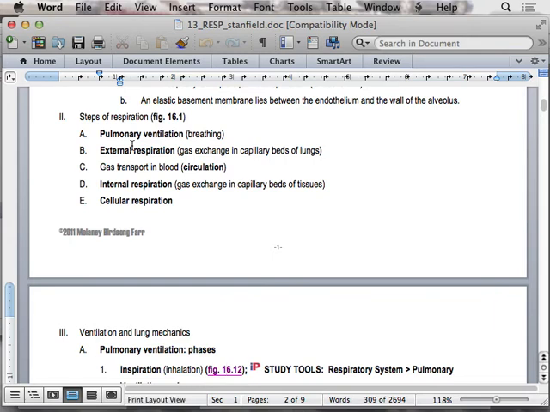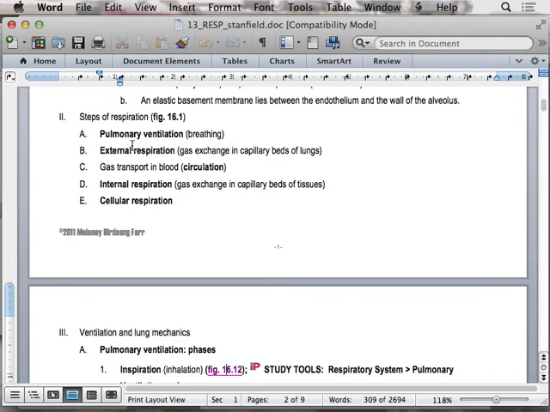But then, after you get the air in, you have to do respiration. Respiration is the gas exchange, and we do gas exchange in two, arguably three places. The first place that we do gas exchange is between the alveoli, which is where the air came in, and the pulmonary blood in the capillaries.